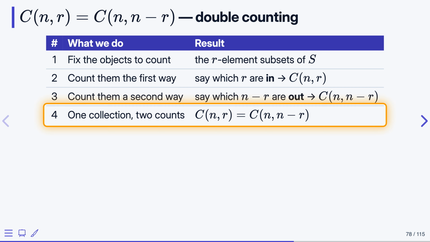Step 4. We counted one collection, so the two answers must agree. That gives the identity with no algebra at all. This is the pattern for every double counting proof. One collection, two honest counts, one equation.